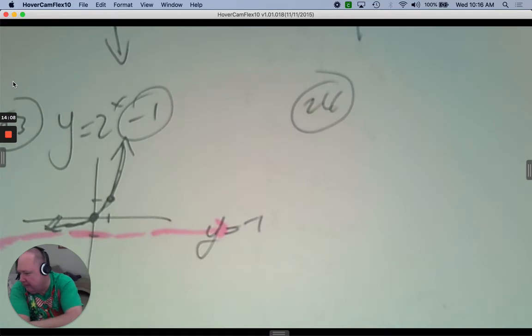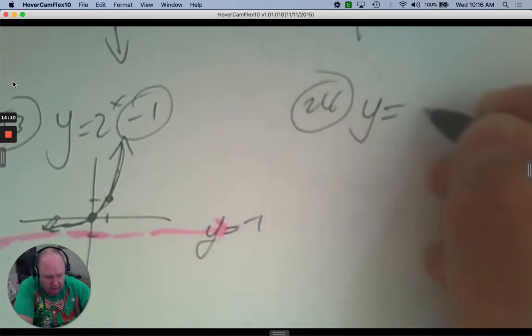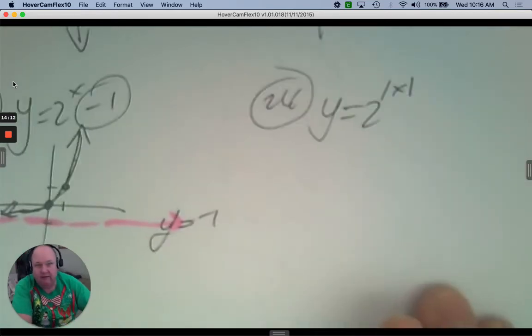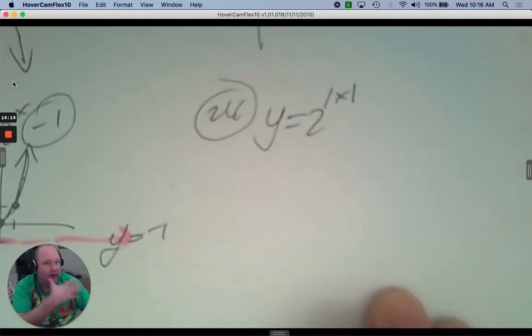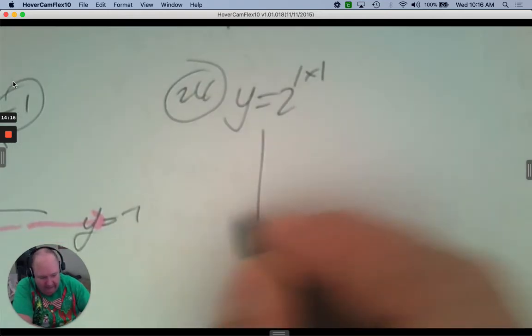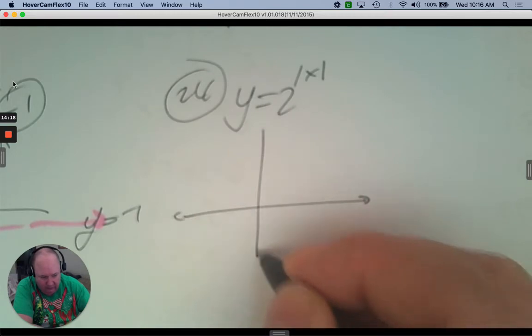This is the last of the graph. It's y equals 2 to the x, and then we have the absolute value around that. So how do I handle that? It's a little unique, so let's just talk about it real quick.